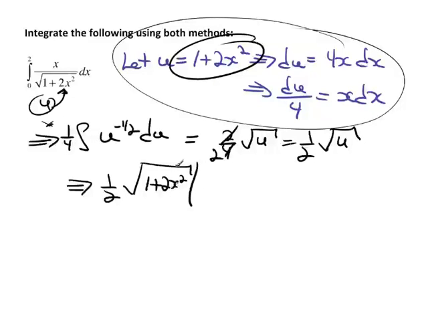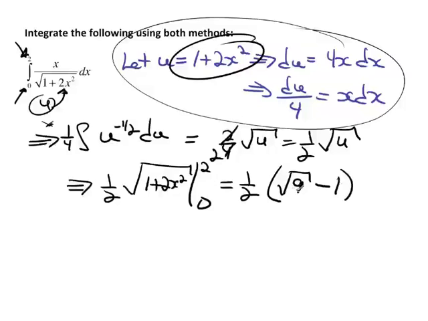And now that I'm back to x's, I can go back and use my bounds based on x's. I'm going to evaluate this from 0 to 2, which gives me 1/2 times, at 2, it's 2 squared, which is 4 times 2 is 8, plus 1 is 9. So that's root 9, minus, at 0, it's just 1, root 1 is 1. So that's root 9 minus root 1. Well, this is 3 minus 1, which is 2. 2 times 1/2 equals 1.